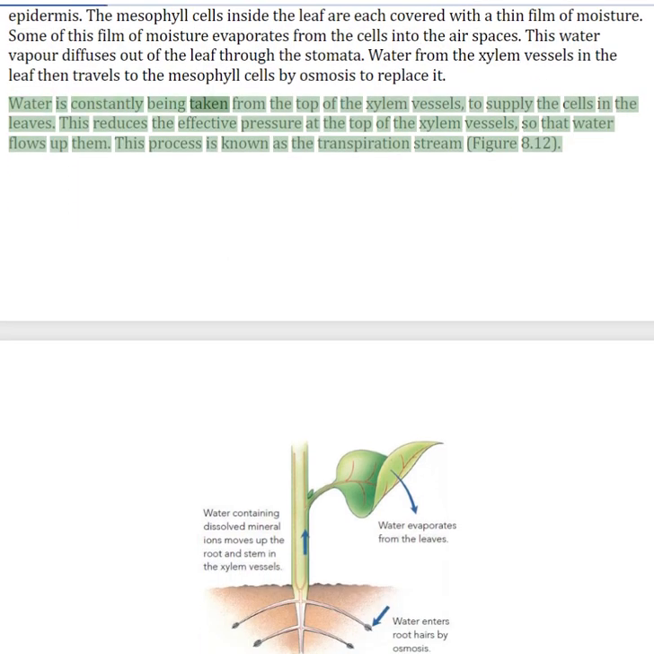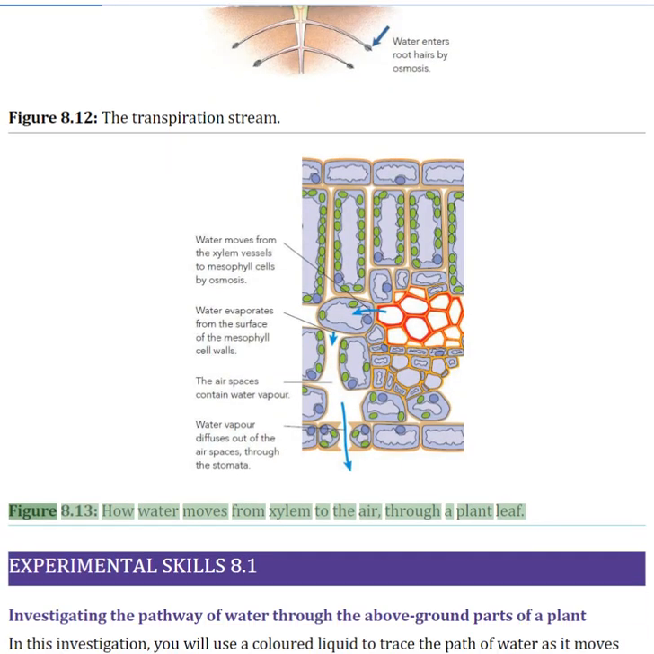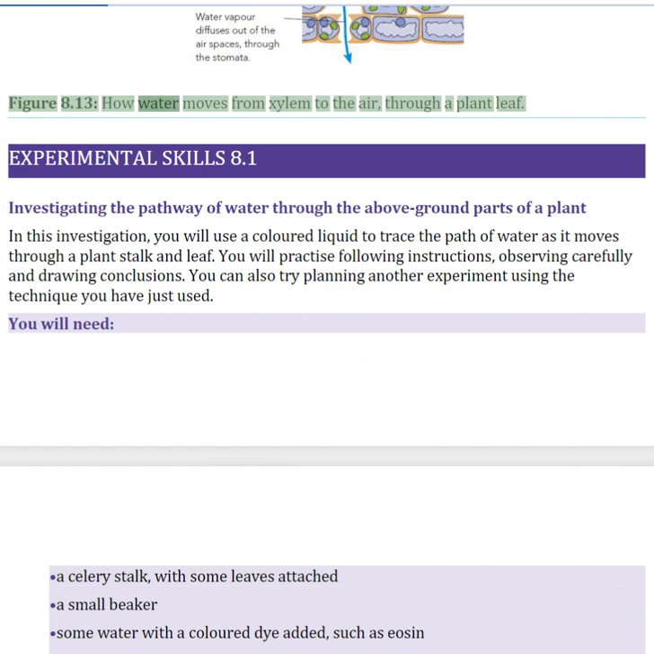Water is constantly being taken from the top of the xylem vessels to supply the cells in the leaves. This reduces the effective pressure at the top of the xylem vessels, so that water flows up them. This process is known as the transpiration stream. Figure 8.12, the transpiration stream. Figure 8.13, how water moves from xylem to the air, through a plant leaf.